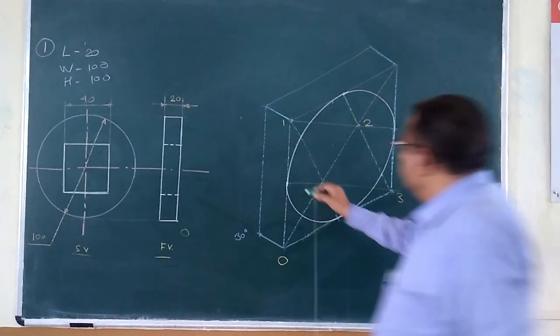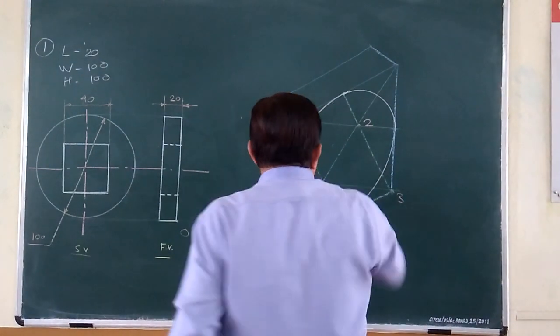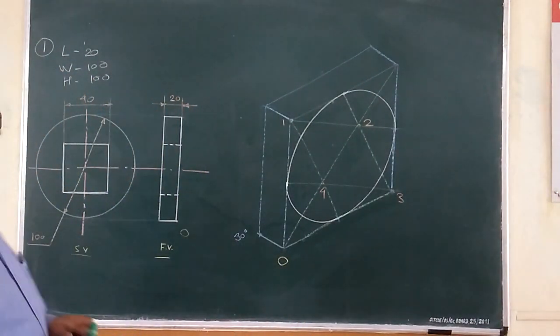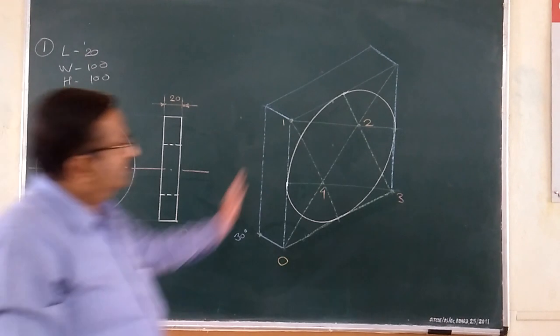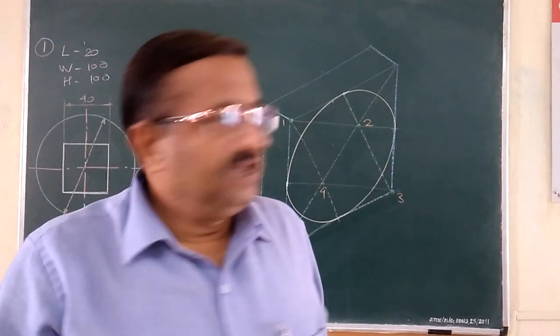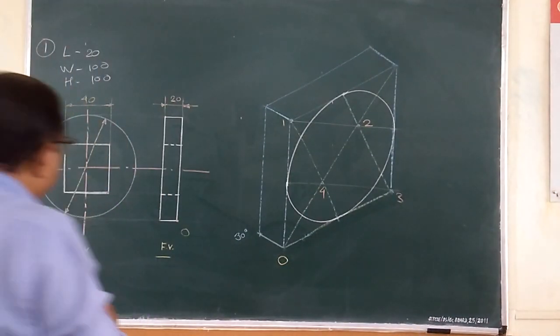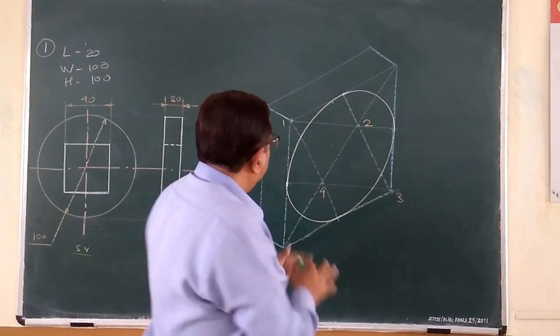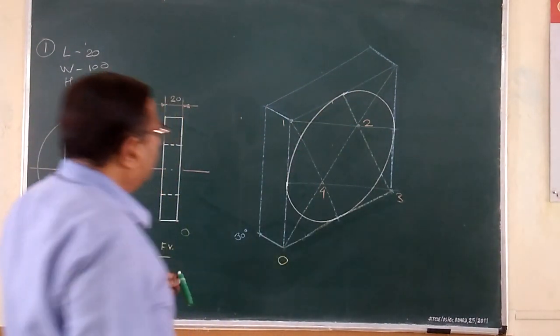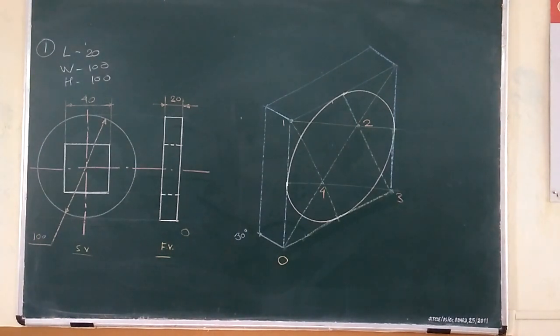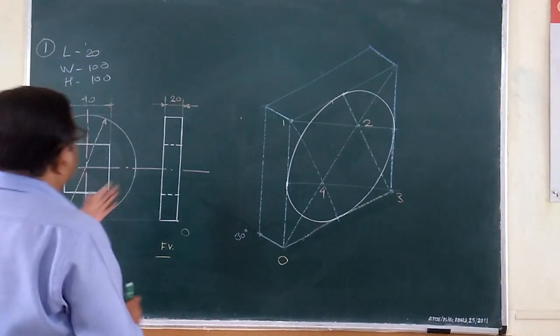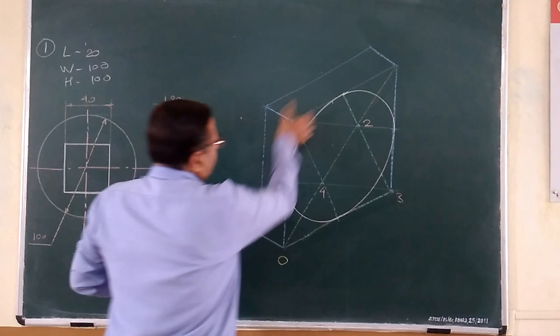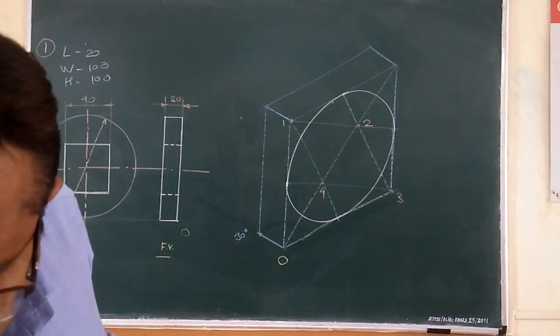In this way, this is the 50% construction we have completed with the completion of this ellipse. Now we have to give the thickness of this plate here. This is the ellipse. The front surface we have marked. Now we have to complete its rear surface. It is also elliptical.